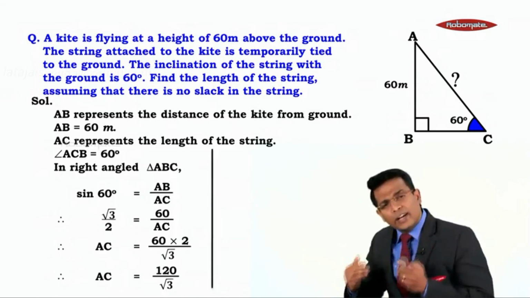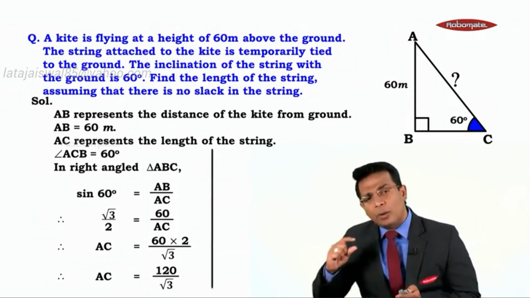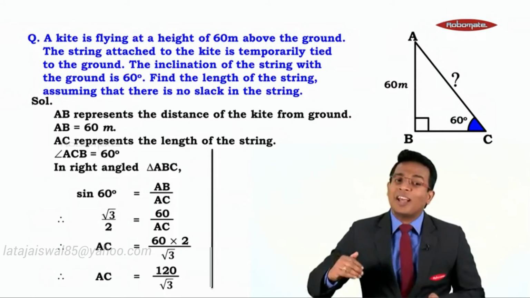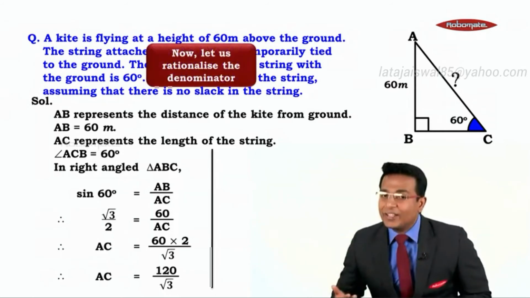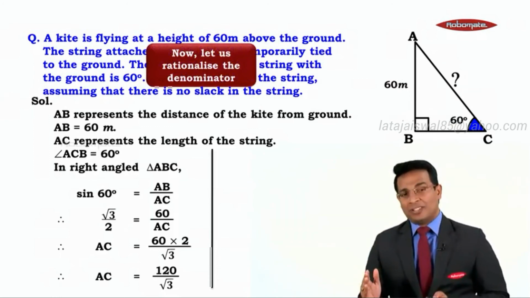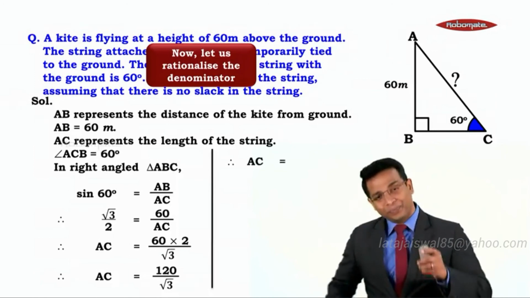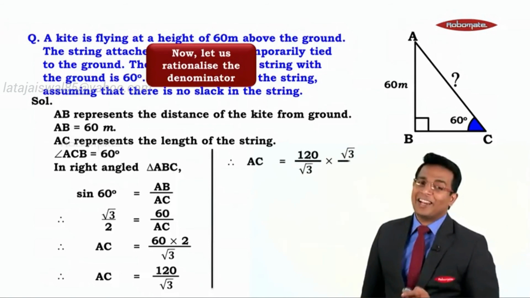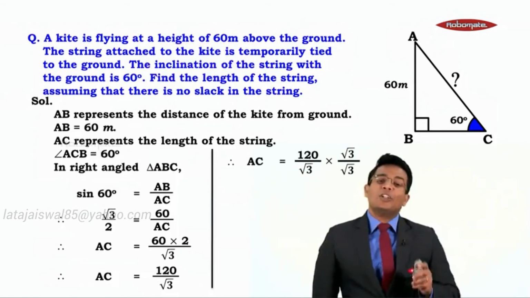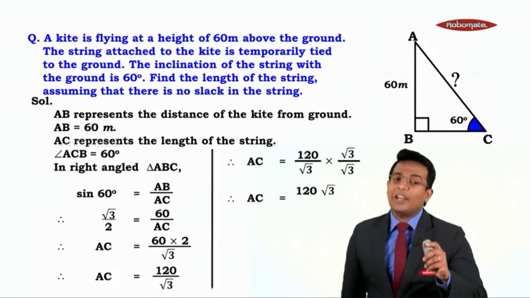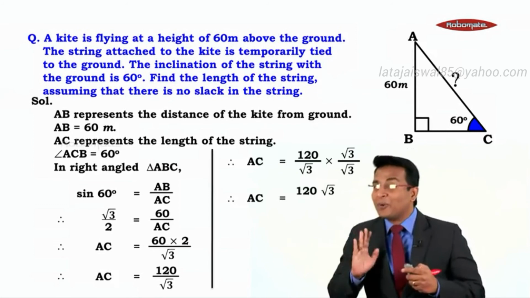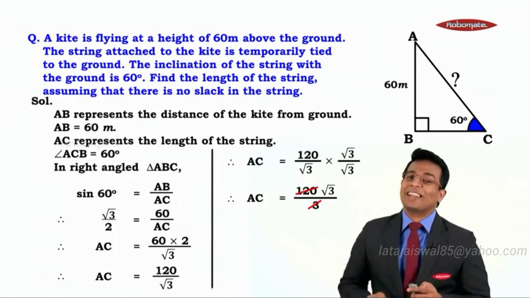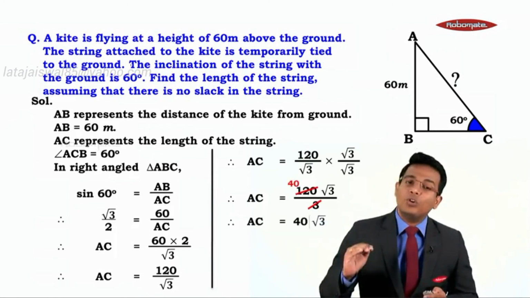Now students, the denominator in this fraction is an irrational number. Whenever you have an irrational number as a denominator, you need to rationalize the denominator. For rationalizing this, we multiply and divide by root 3, so into root 3 upon root 3. Now in the numerator we have 120 into root 3, and in the denominator we have root 3 into root 3, which is 3. Now we can cancel to reduce: 3 ones are 3 and 3 forties are 120. So we have AC is equal to 40 root 3.